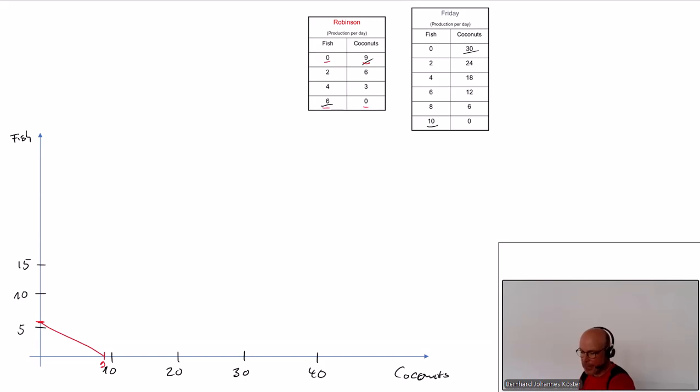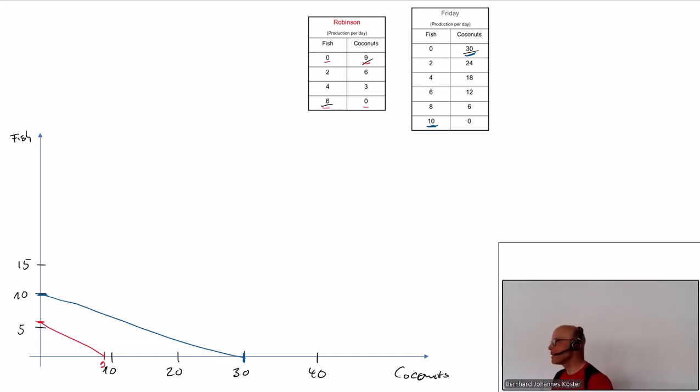How does it look for Friday? Here I have 30 coconuts, 0 fish. So I'm just here. So this would be this flatter line.